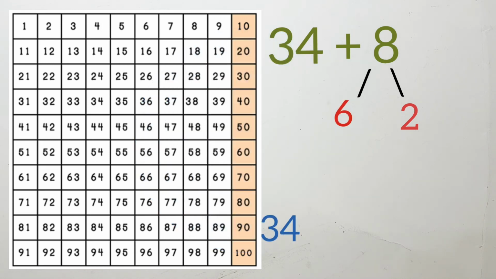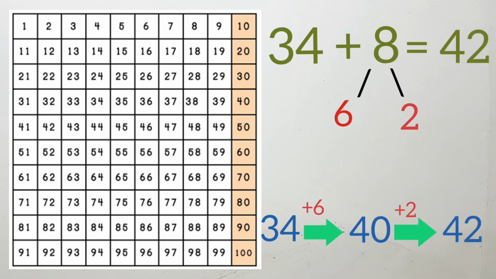I would say 34 plus 6 equals 40. Plus the 2 that are left over equals 42. What I'm doing is I am breaking down my ones in order to get to the nearest 10, and then I can add the rest. Let's try it with a different number.